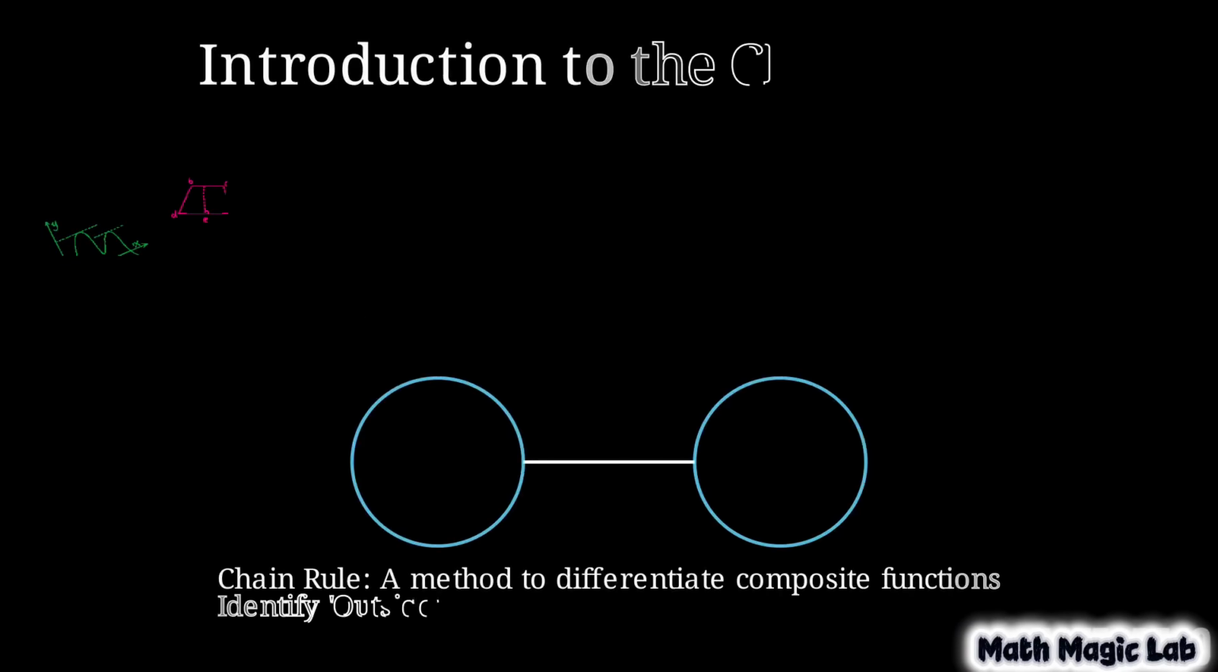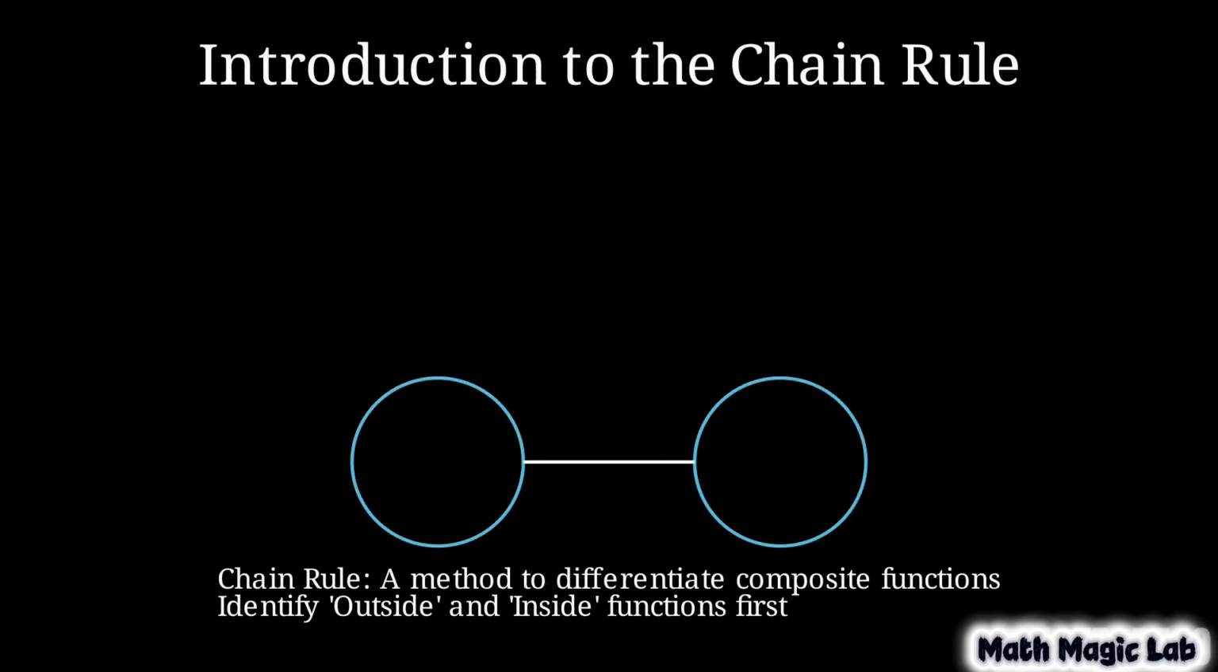The experiment begins now. Don't let the name scare you. The chain rule is just a simple way to break down a big, complicated function into 2 smaller, easy pieces. Think of these 2 circles on your screen as the outside and the inside. To find the derivative, we just connect the dots. First, we identify our layers.